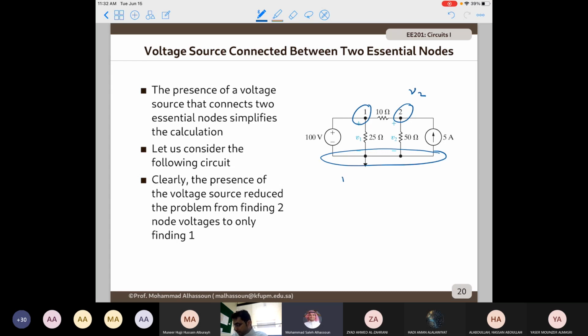So V1 equals 100 volts. It's connected between two essential nodes, so I'm only missing one node voltage. The problem is simple now. Applying the node voltage method, it's going to be V2 minus 100, divided by 10, plus V2 divided by 50, minus 5 equals 0. So V2 is 125 volts.